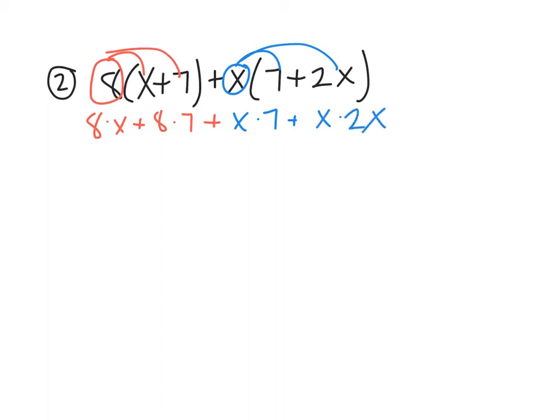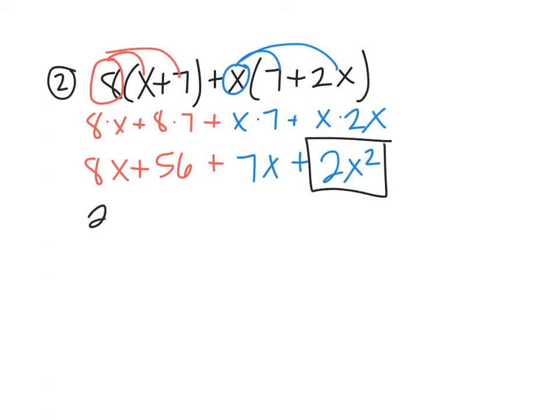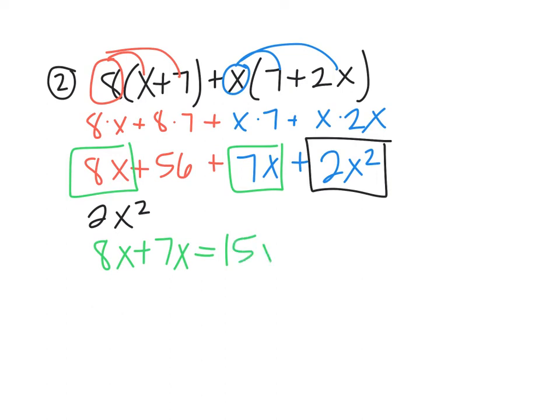Then I need to simplify the multiplication. So 8 times x is 8x, 8 times 7 is 56, x times 7 is 7x, and x times 2x is 2x squared. Then step 3 is to add the like terms. Again, I start with the highest exponent. There's nothing I can combine with the 2x squared, but I'm still going to write it here. Then I can combine the terms with the x's. So I can add 8x plus 7x, which would give me 15x.